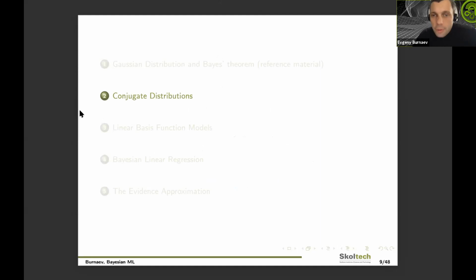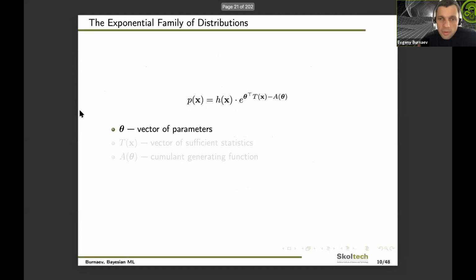Now let us discuss conjugate distributions and why we need these, the idea of conjugate distributions. First of all, most of the distributions we consider in daily practice, like the Gaussian distribution, exponential distribution, Poisson distribution, and other distributions, actually belong to the so-called exponential family of distributions. So the exponential family of distributions is given by this formula. This is a general expression.